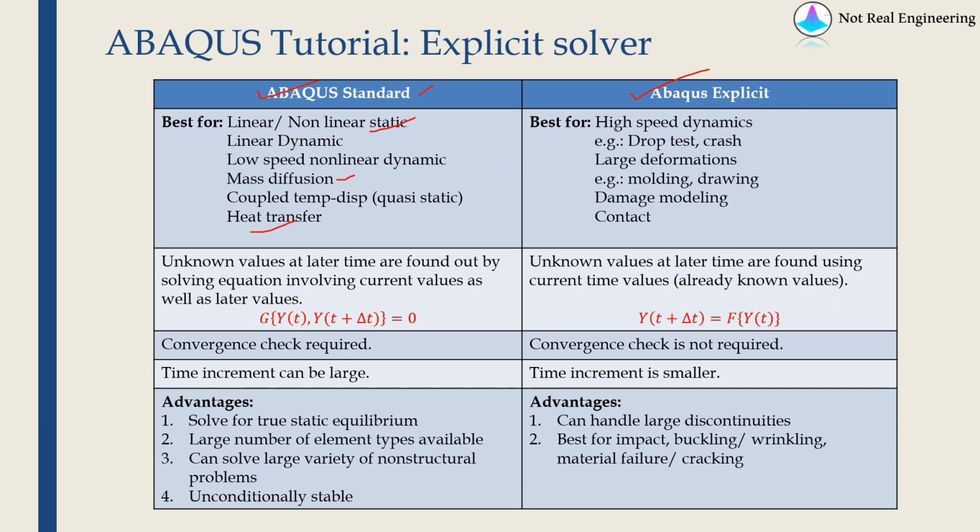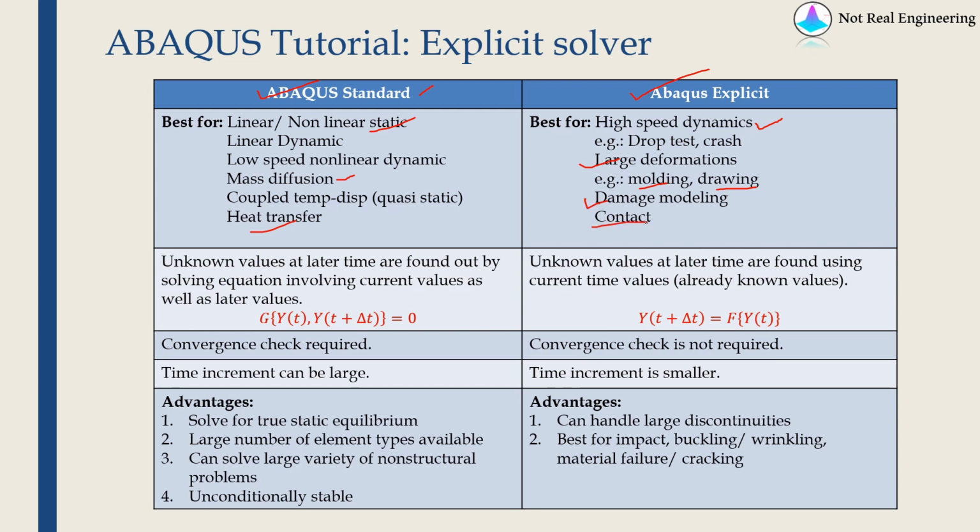And on the other hand, Abaqus Explicit is very powerful in solving high-speed dynamics problems such as drop test, crash test, etc. Then Abaqus Explicit can handle huge deformation. So you can simulate something like molding or drawing. Also many times Abaqus Standard will not be able to solve damage problems where you have a material degradation or crack propagation. Those problems also can be solved using Abaqus Explicit.